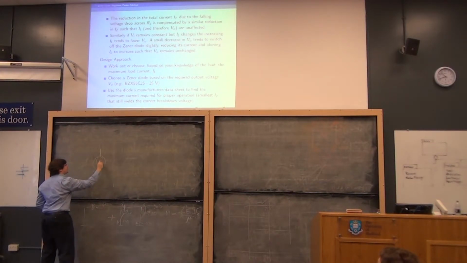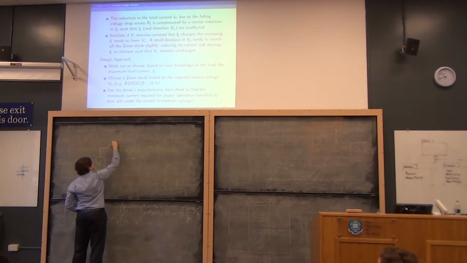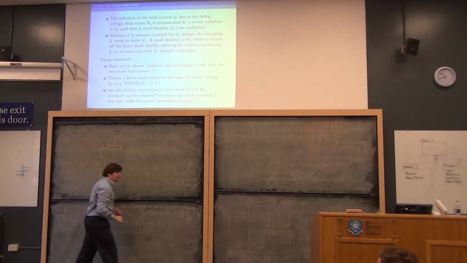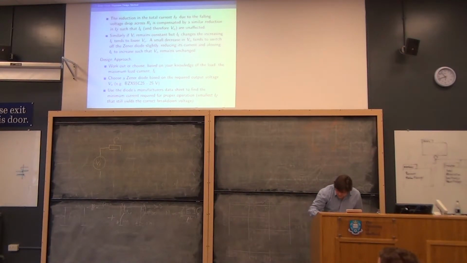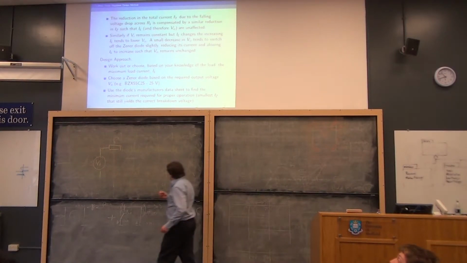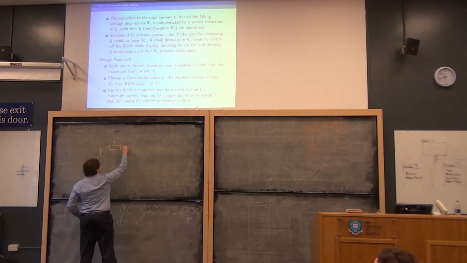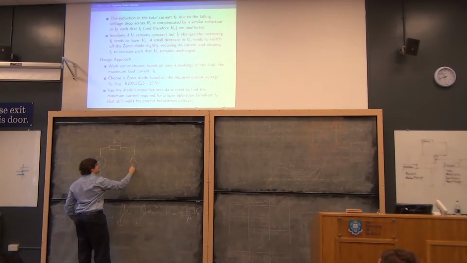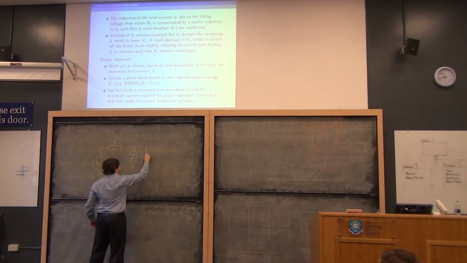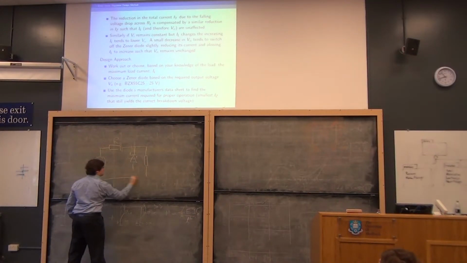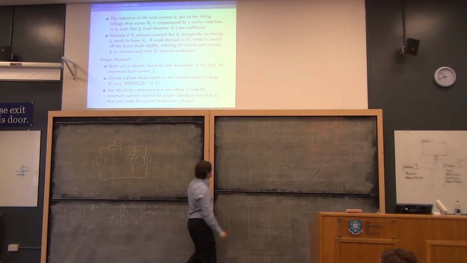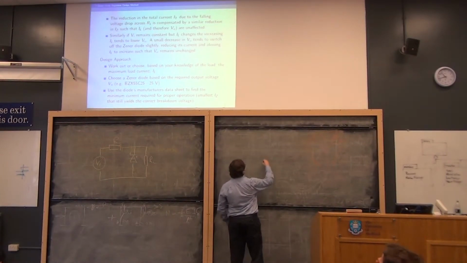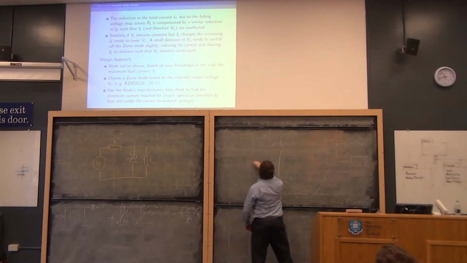This is going to be my VI. This is going to be my RS. This will be my Zener diode. And this will be my RL. And we'll have the Zener diode characteristics over here.